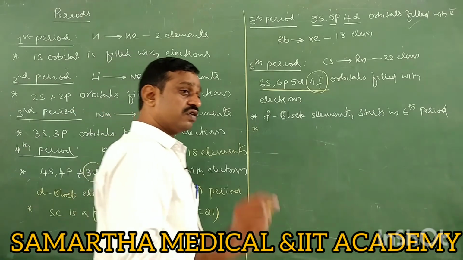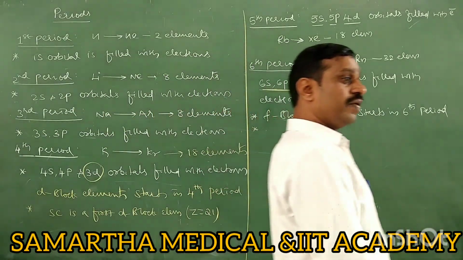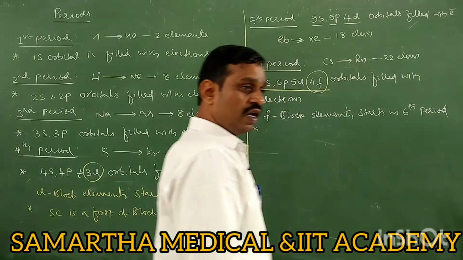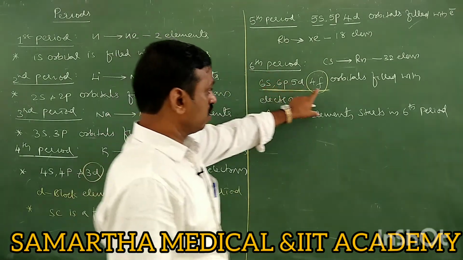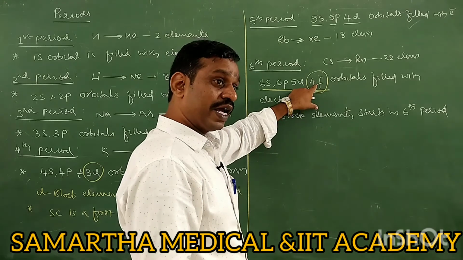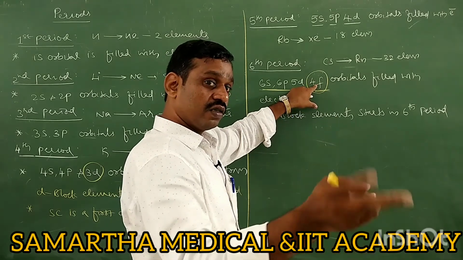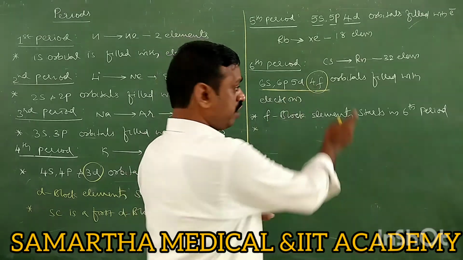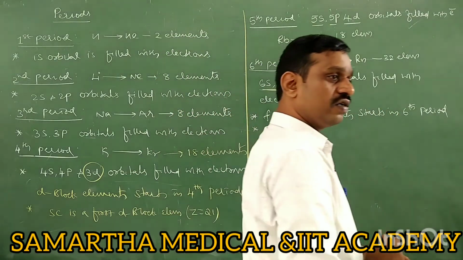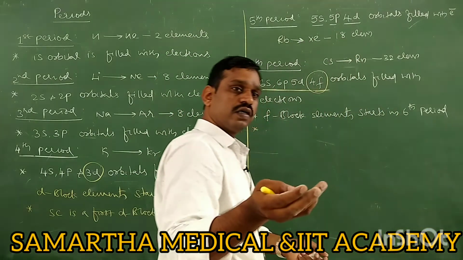Which is the first f block element? The f block elements start here, no? You understand it? Okay, that is 4f. F block elements are again of two classes, 4f and 5f. So in 4f, which is the first element? Cerium.